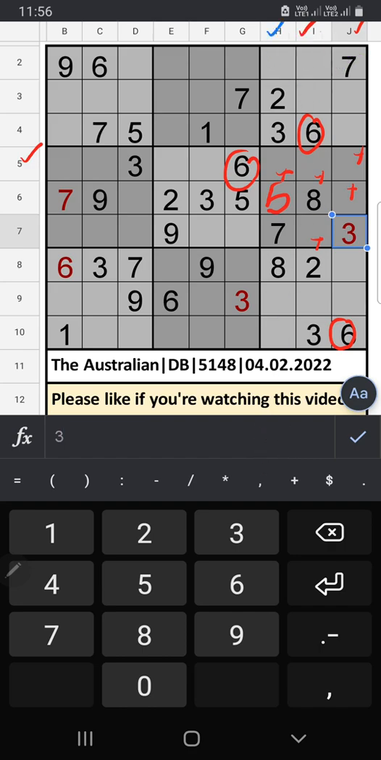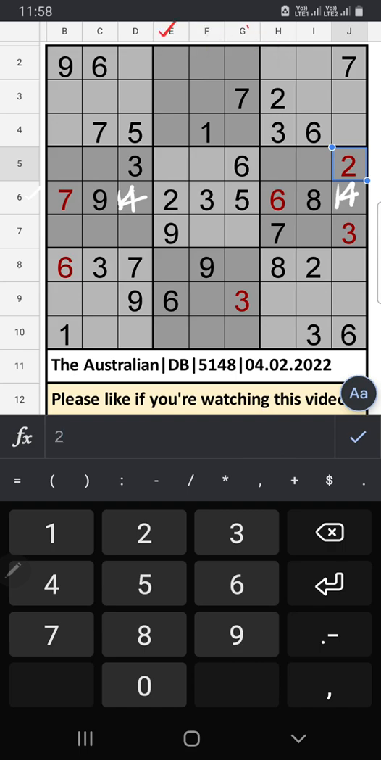Column H and column I we have 2. 6th row also we have 2. 2 can't come in these cells. Then 2 is confirmed here. Sixth row, only 2 numbers are remaining, 1 and 4. We will confirm later.